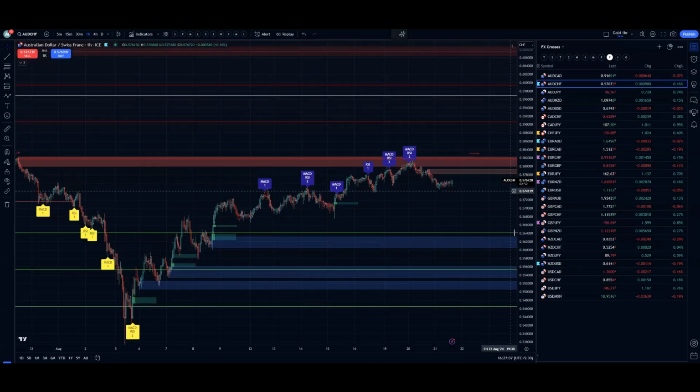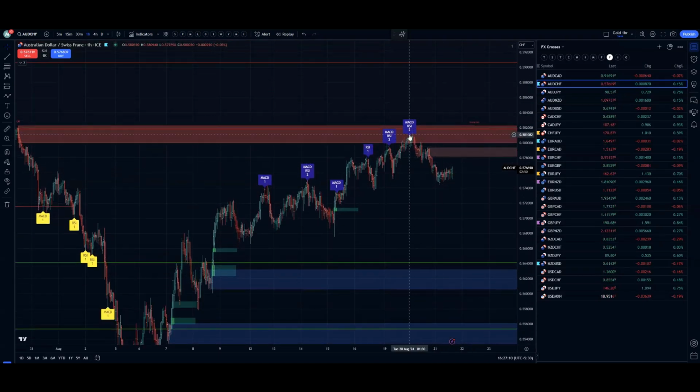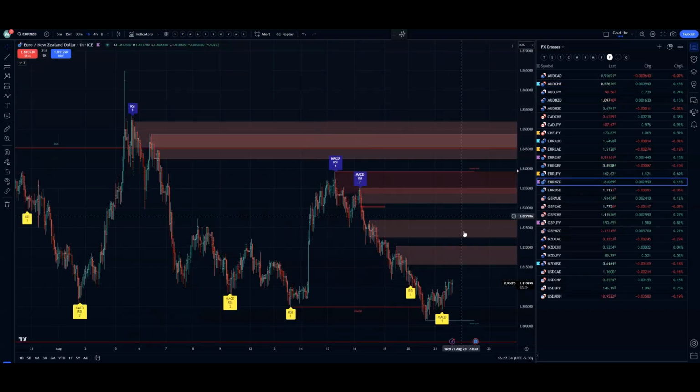AUD CHF, it worked 46. Sorry, how much? Yeah, almost 60 pips. It worked. The same level remains open. If we go there, we short. What else? NZD USD, as I mentioned, looks prime for a downside, but we are not just yet ready for an entry. Euro NZD, as I mentioned, it moves a lot.